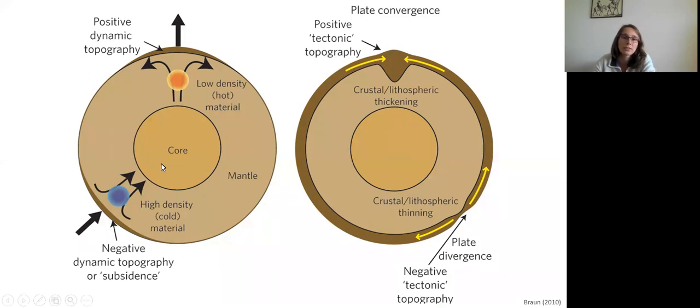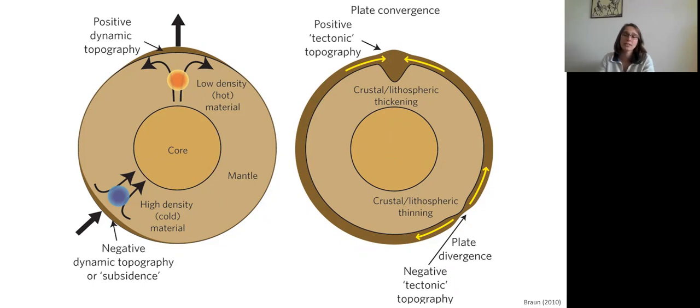An example here on the left-hand side: if you've got a cold downwelling, that might draw the surface down and give you a basin. Or if you've got a hot plume upwelling, that would push the surface up. And importantly, you're also bringing hot material from depth closer to the surface. So in that case, you might then expect to see melts form in the upper mantle, which might make it out to the surface as volcanoes.